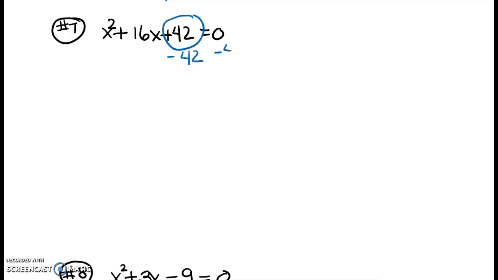So I'm going to subtract it from both sides to get x squared plus 16x. This is where I add a blank, -42. And we remember we have to add the same thing to both sides to follow our property of equality. So now we're going to find our b value.